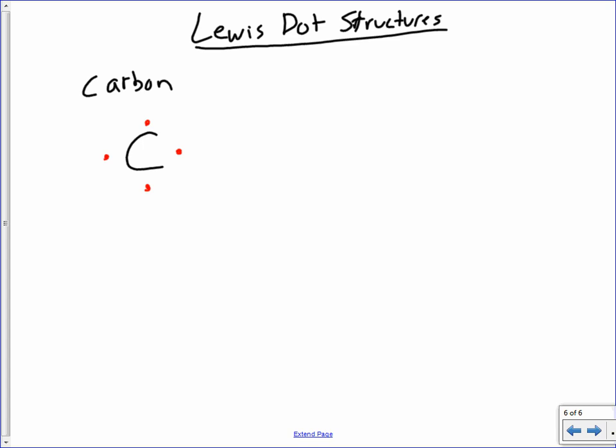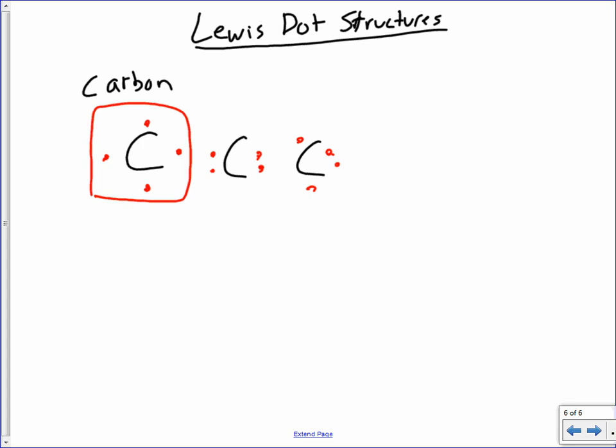Okay, it's important to draw it like this and not like this, and not like, you know, all over the place randomly. You want to do it like this. Okay? You just draw one at a time on each side, and then you're good.